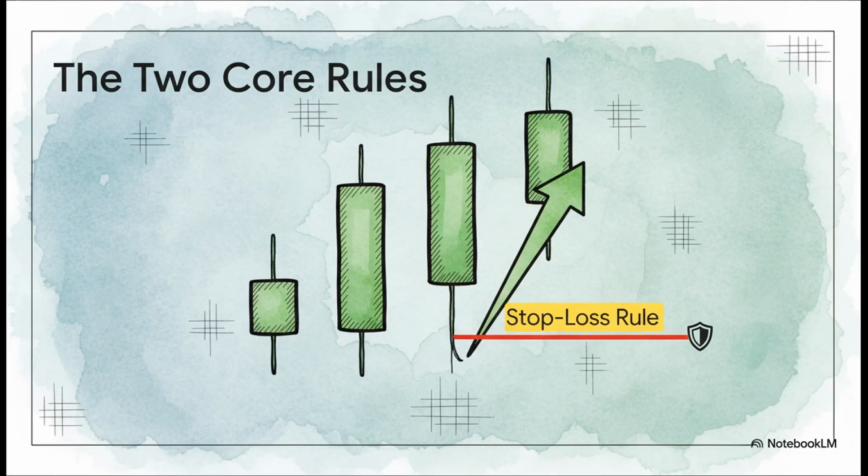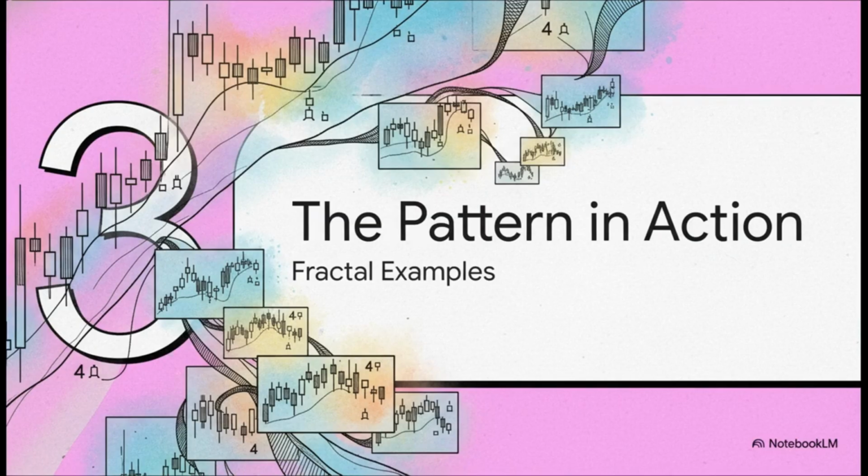No guesswork. Now, here's what makes this model so powerful. It's fractal. What does that mean? It means the exact same four-candle pattern works on any time frame you can think of, from the daily chart all the way down to a 1-minute chart. So let's jump in and look at some real-world examples so you can see how this thing plays out.